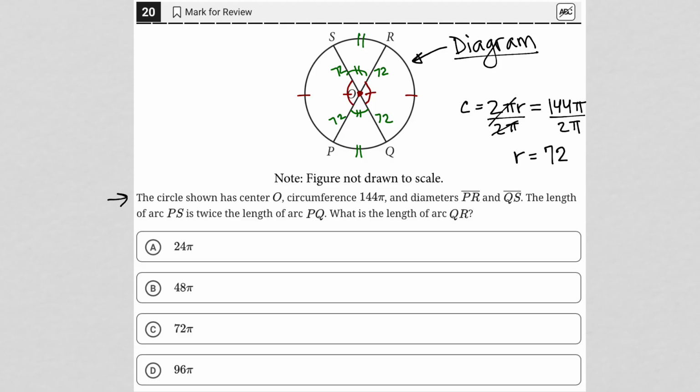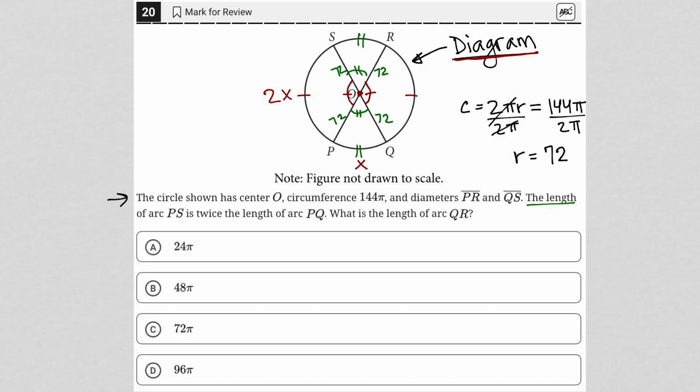The question goes on to say the length of arc PS. Okay, so arc PS is twice the length of arc PQ. So I'm going to just say I don't know the length of arc PS or PQ, but if I called the arc PQ X, for instance, then PS would have to be 2X, right? So this is a great example of how to do a diagram question. We're just labeling this up with all the information we know, plus any information provided, okay?